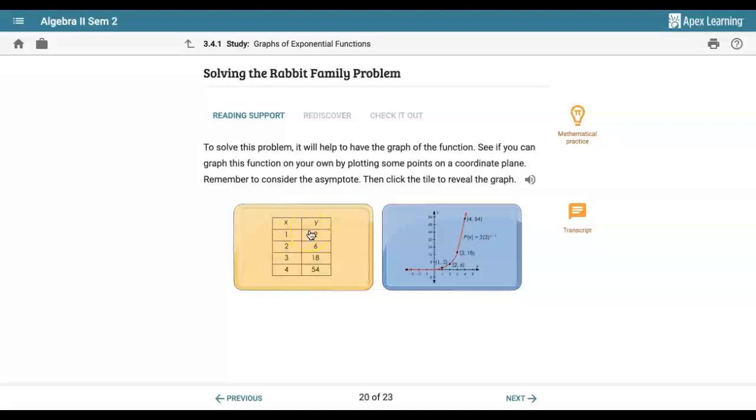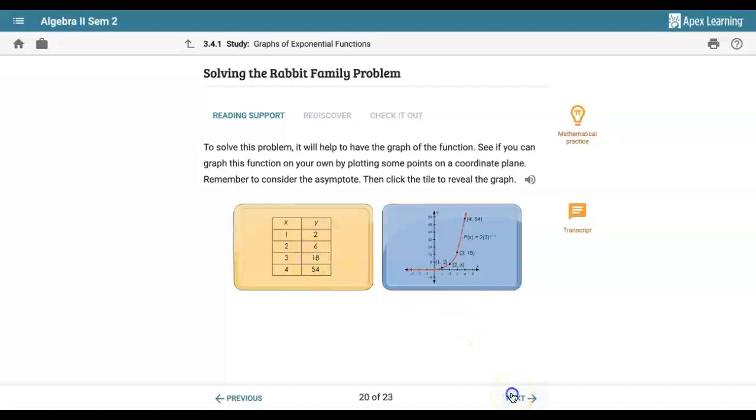So we're only dealing with whole numbers, which is why this table and this graph are pointing out the specific values at 1, 2, 3, and 4. That's saying first, second, third, and fourth generation here. Obviously, both of these are going to tell you the exact same answer. It's going to tell you that at the fourth generation, we will have at least 50 rabbits.